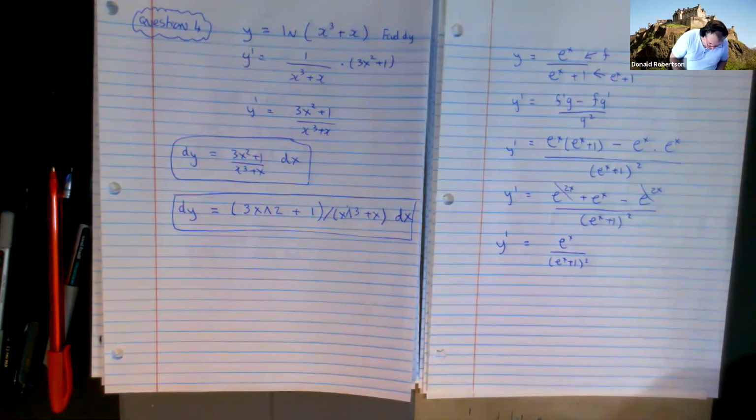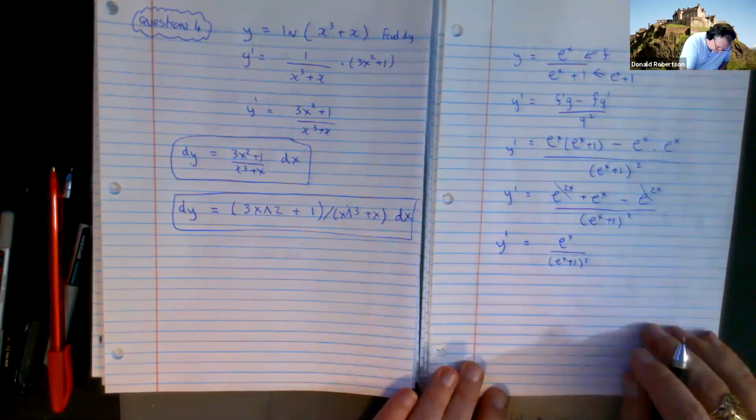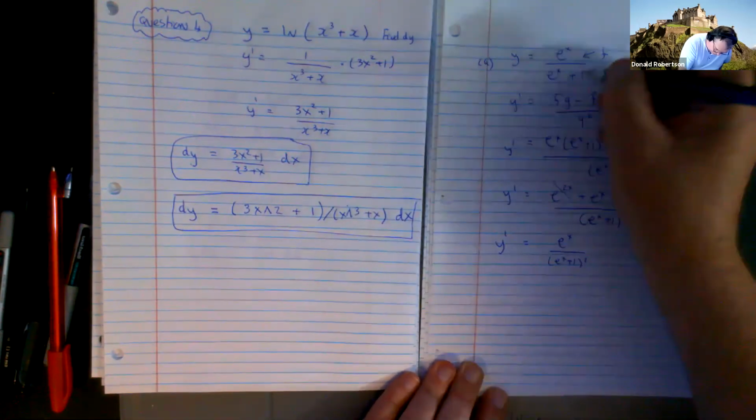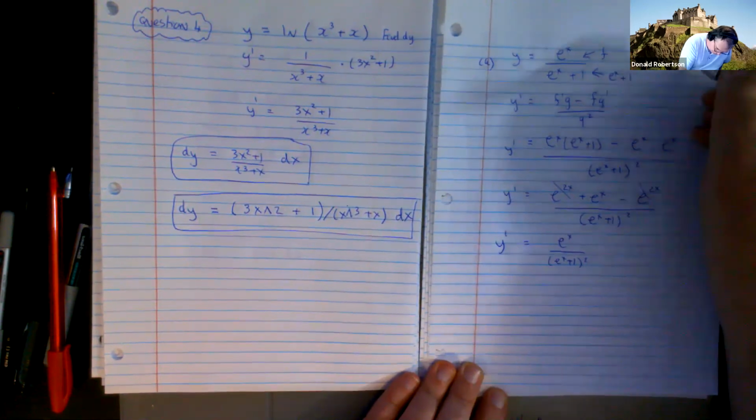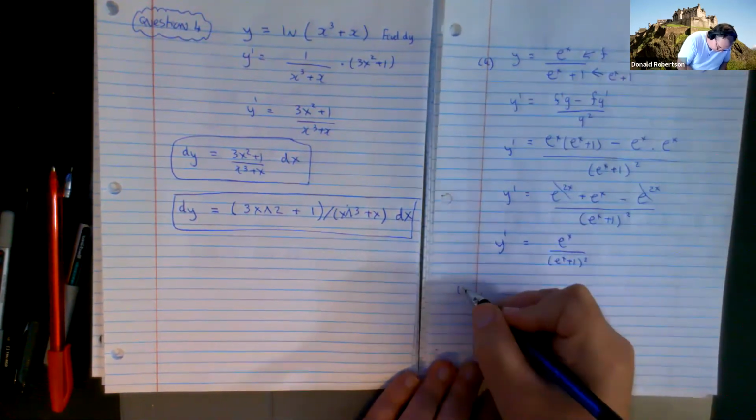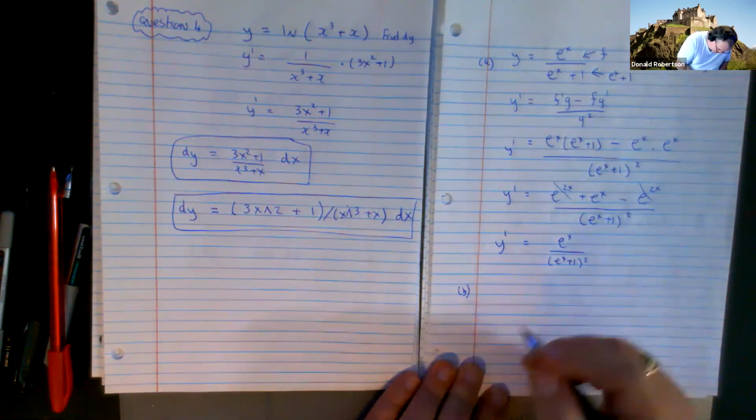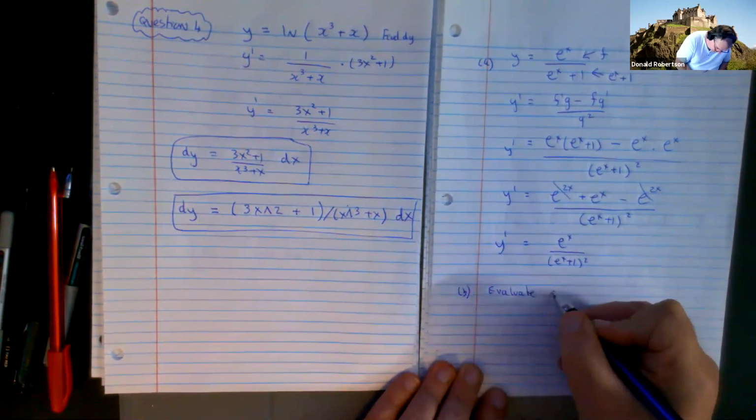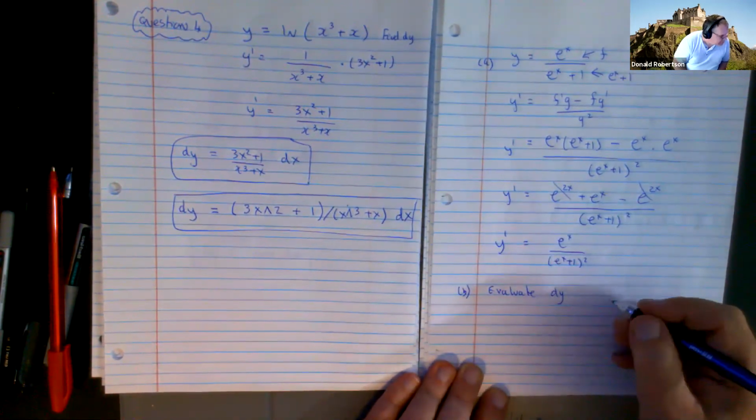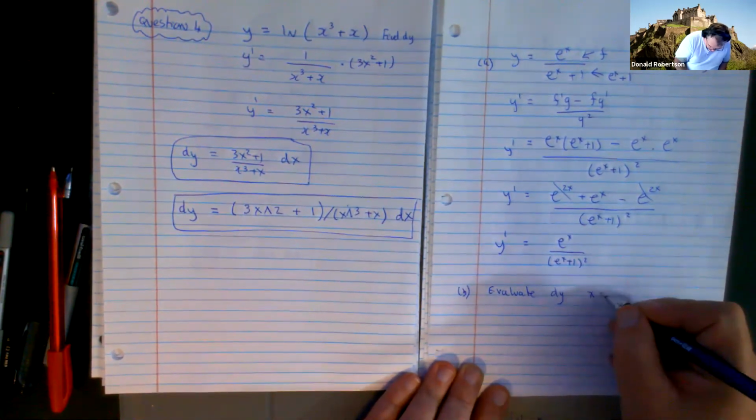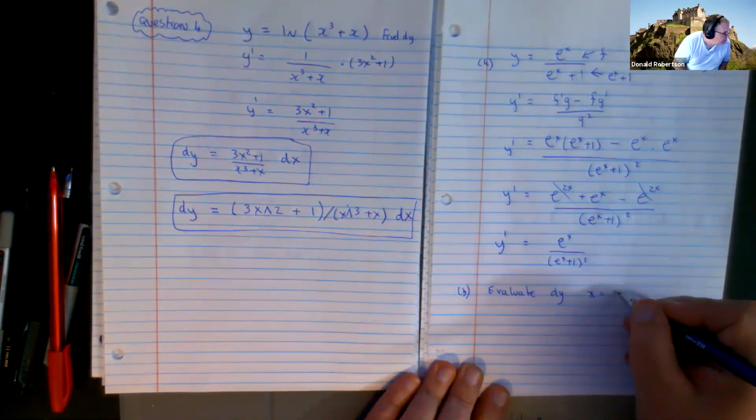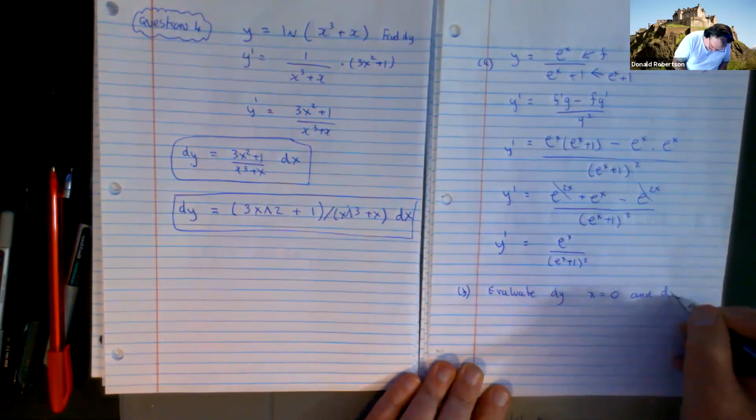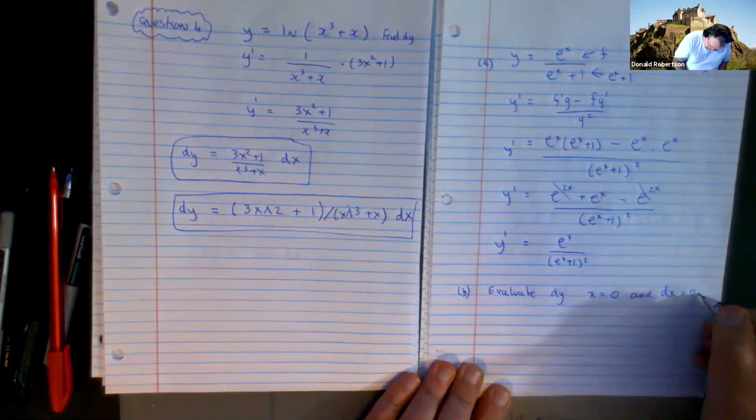Now we're going to add an extra layer to this question. So if you like, can you think of this as being question A? Here's the function, find the differential dy. So what's question B going to look like? It's going to ask you to evaluate the differential dy, and it's going to tell you that x is going to be 0, and that dx is going to be 0.2.